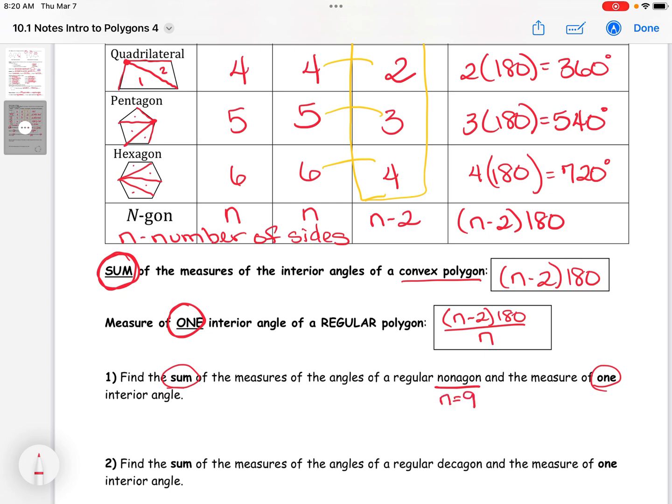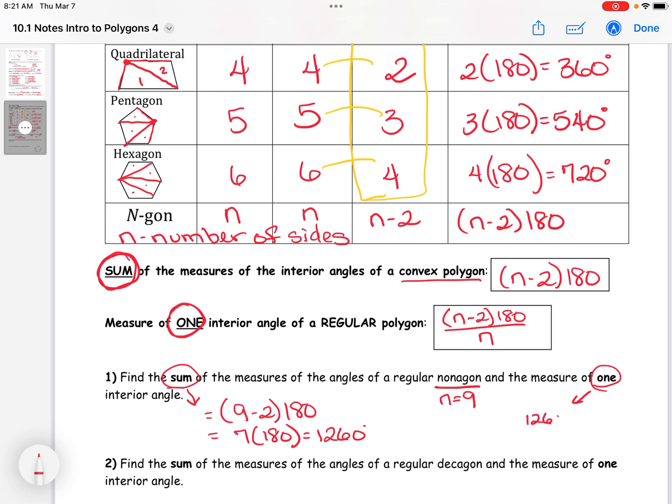So we're talking about a nonagon. Nonagon, n equals 9. So to find the sum, we're going to do 9 minus 2 times 180. And you don't really need to write this because you could pretty much just write 7 times 180. All right, and 7 times 180 is 1260. That would be all the angles on a nonagon. So notice, the bigger it gets, the more sides we have, the bigger the polygon gets sidewise, the bigger the angles get.